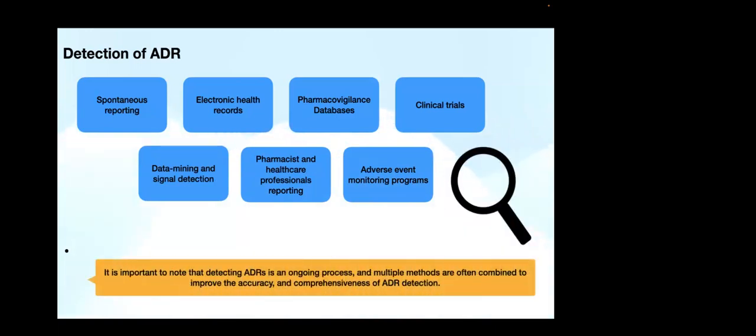And it is important to note that detecting ADR is an ongoing process, and multiple methods are often combined to improve the accuracy and the comprehensiveness of ADR detection. Let's see some ways of overcoming ADR-related problems. Overcoming ADR completely depends on the specific response and the severity. Here are some strategies that can help in managing and overcoming ADRs.